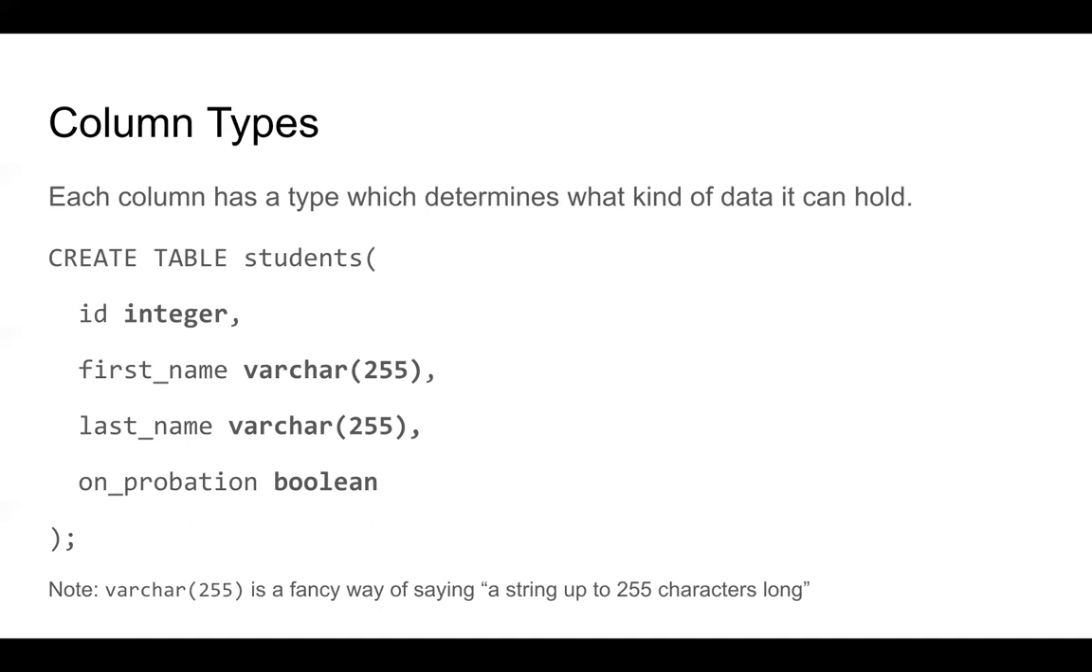So beyond choosing a good name, you also have to declare the types for each column. This is part of our data validation. Our database is going to make sure that if the first name is supposed to be a string, we can't just put a number in there. That doesn't make any sense. On probation has to be a Boolean. You can't say that on probation is 6. That doesn't really mean anything. They either are or are not on probation. So we get to define the types of our data so that our database can validate it and help us prevent bad data from getting in.